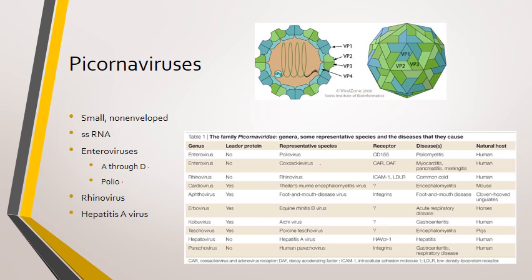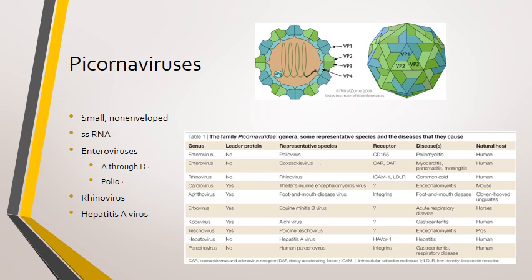Okay, the picornaviruses. These are among the simplest of the RNA viruses, although their capsid is very highly structured, and it's actually kind of pretty. The picornaviruses include the enteroviruses and the rhinoviruses, as well as hepatitis A virus. So it's a pretty broad group of viruses. They're single-stranded RNA, non-enveloped small viruses.